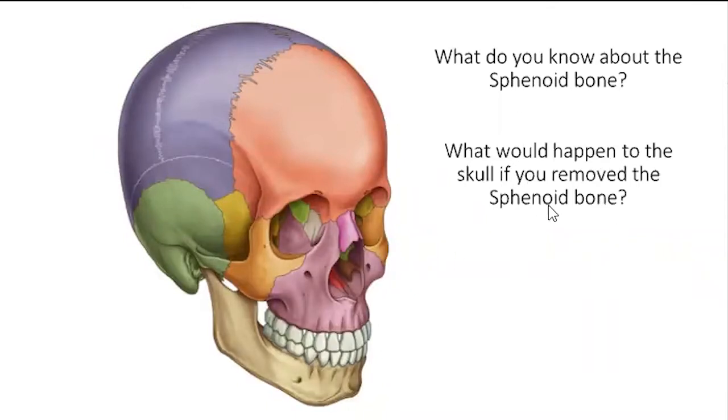One of the impossible questions we came up with is, what would happen to the skull if you remove the sphenoid bone? Obviously there's not particularly a right answer. You could say that there are wrong answers, but it's an impossible scenario. But it gets the students thinking: where is the sphenoid bone? What's it articulating with? What structures is it supporting? It's a way of getting them to think about the anatomy in a slightly less conventional way.